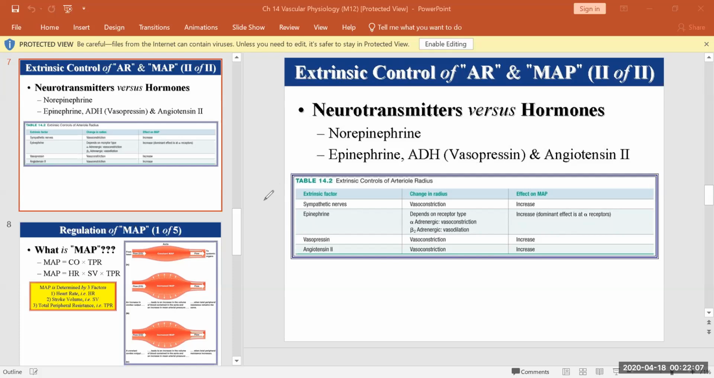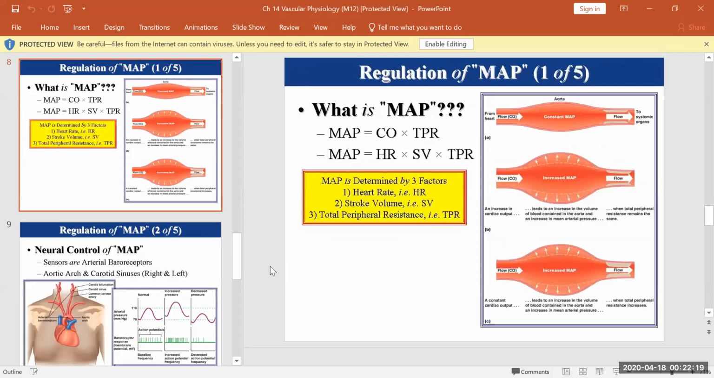So now we're going to keep on going, but now we're going to focus on MAP, that driving force that pushes blood through, right? So this equation again comes back. So you have MAP, mean arterial pressure, driving blood flow, driving blood forward in the vascular bed. Okay, this is important here. MAP drives blood through the blood vessels.